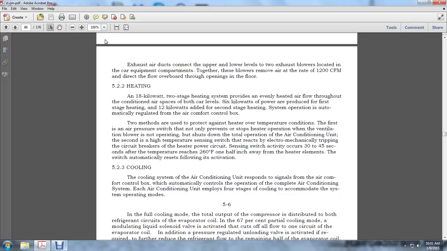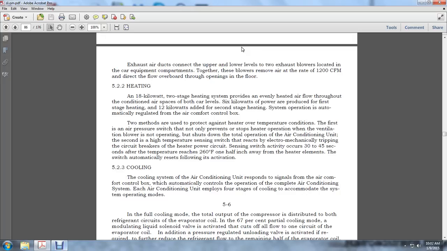5.2.2 Heating. The 18 kilowatt two-stage heating system provides evenly heated airflow throughout the air-conditioned airspace of both cars. The 6 kilowatts of power is produced by the first stage heating, with 12 kilowatts added by the second stage of heating. The system operation is automatically regulated at the air comfort control box.